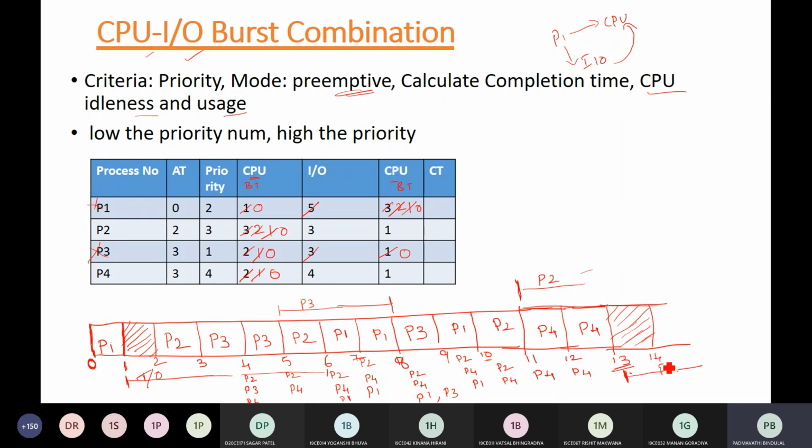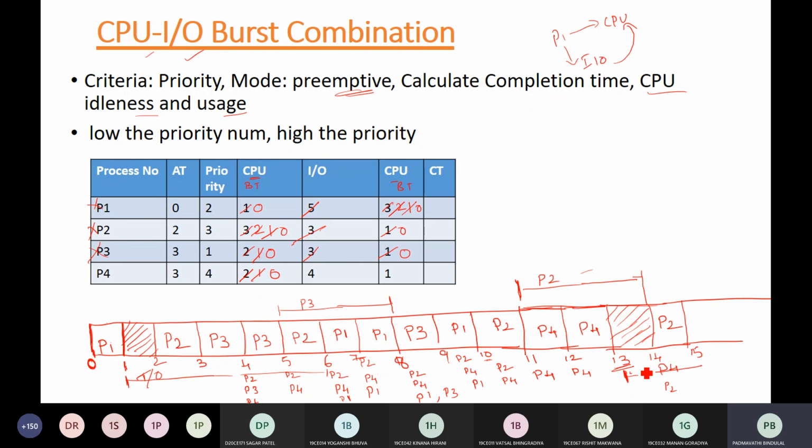Now in the 14th instant, P2 has completed its IO operation. Now in the ready queue, you have only the P2 process. So, only one process you have, so you can obviously execute that process. The P2 process executes for only 1 instant. That means you are in the 15th second and your P2 process has completed its execution. So you remove that process also from the ready queue.